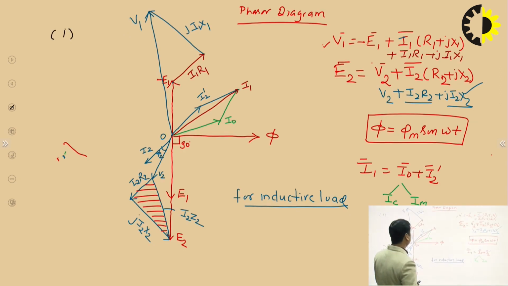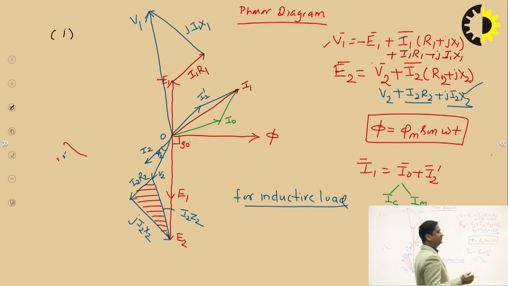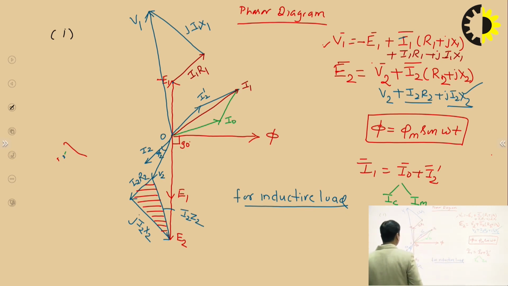So next we can find the phasor diagram for the purely resistive load. Suppose we take a purely resistive load, in case of pure resistive load.